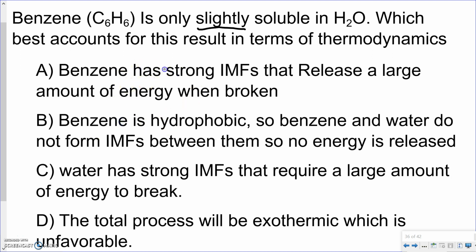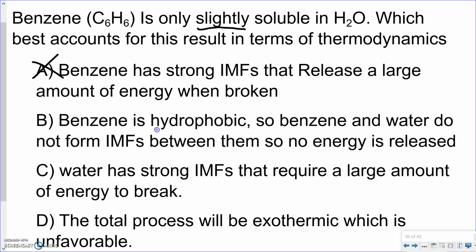So the first one is benzene has strong IMFs that release a large amount of energy when broken. Okay, well, we know that's wrong. Benzene's nonpolar, therefore weak IMFs. Next, benzene is hydrophobic, so benzene and water do not form IMFs between them, so no energy is released. Hopefully, now that we've talked about intermolecular forces, we understand that this idea of IMFs never forming between two things isn't going to happen. IMFs are always going to form between two different species. It's just the strength of those IMFs.